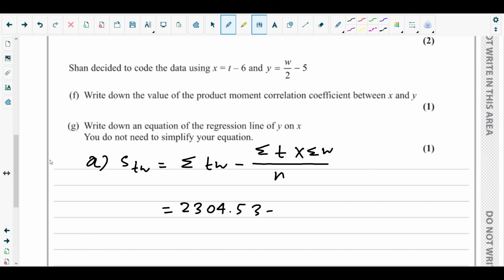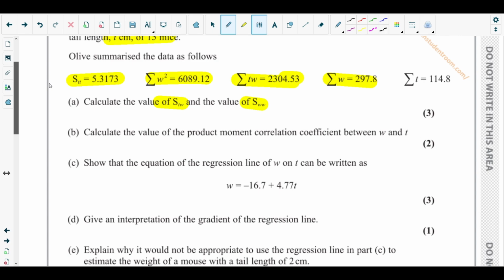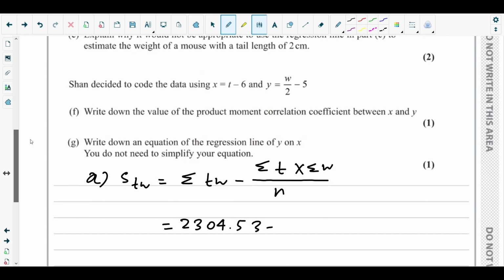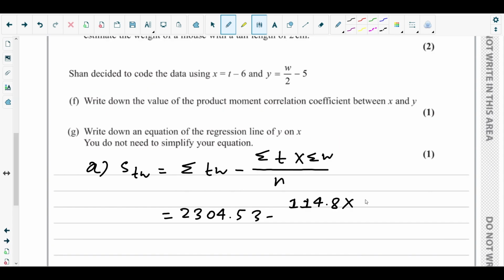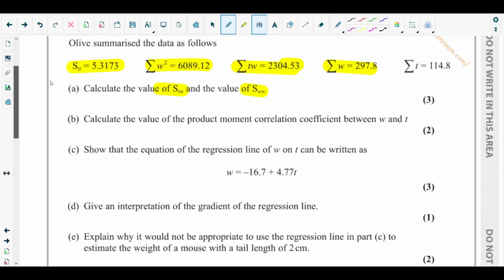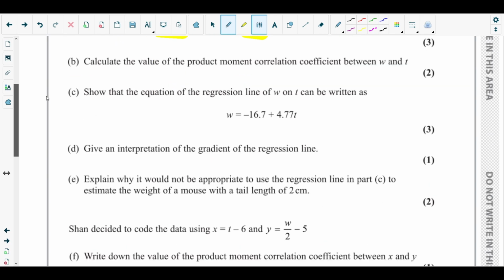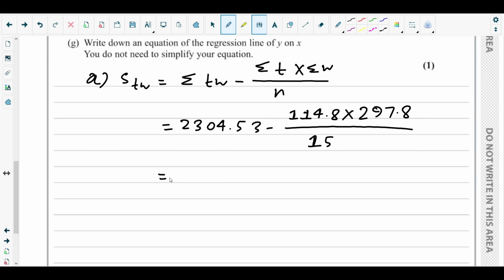So 2304.53 minus sum of T, which is given as 114.8, times sum of W, which is given as 297.8, over n. The value of n is given as 15, isn't it? Yes, 15 mice. So n is 15. Now just calculate to get the value of S of TW.